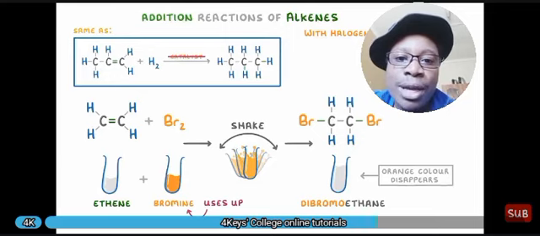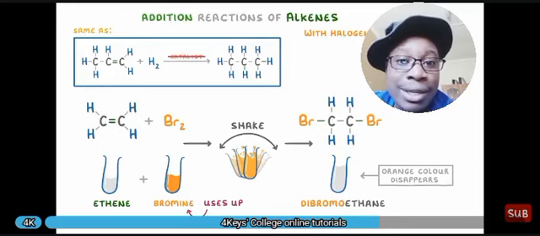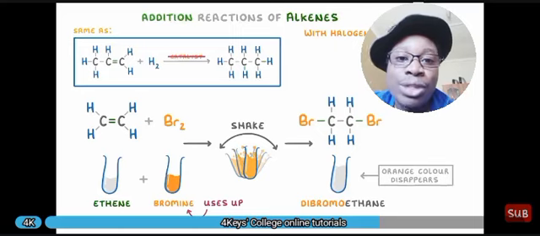So you are going to form a new type of compound, which is called a halogenoalkane. So this one is called dibromoethane because it has two bromine atoms that have been added onto that double bond. It is also important to take note here that bromine has a color, the orange color shown there, and if you react it with alkenes, it's going to decolorize, so that orange color will disappear.